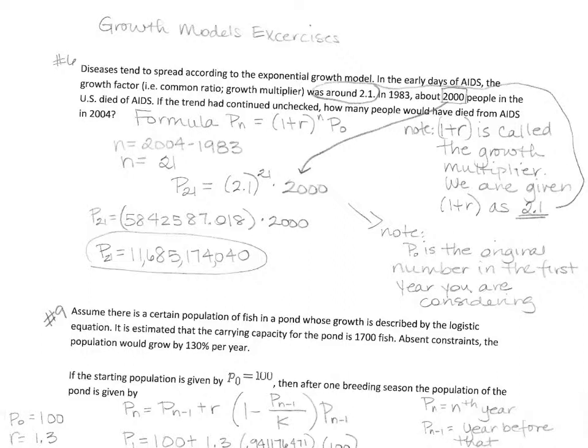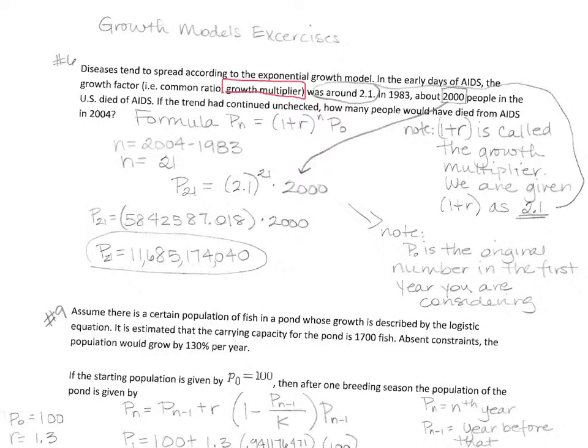In the early days of AIDS, the growth factor, i.e., which means also known as, also called, that is, the common ratio or growth multiplier, and growth multiplier is the terminology that was used in our book, was around 2.1. In 1983, about 2,000 people in the U.S. died of AIDS. If the trend had continued unchecked, how many people would have died from AIDS in 2004?